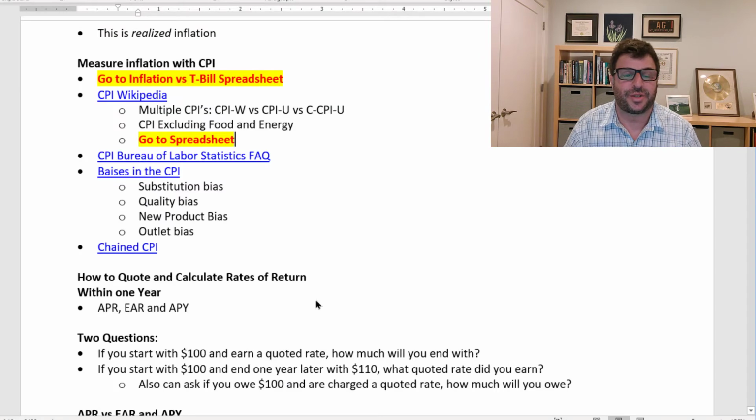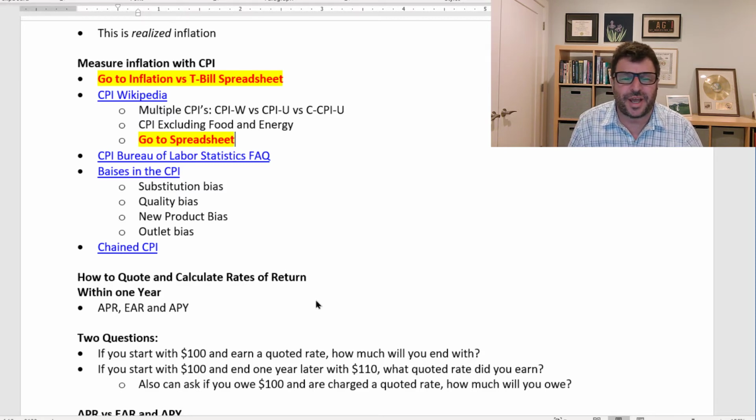All right, so we demonstrated that there's likely a link between expected inflation and the nominal rates that lenders are going to charge on bonds, in this particular case, the Treasury bill. There are multiple measures of CPI. Here are some links to check these out.